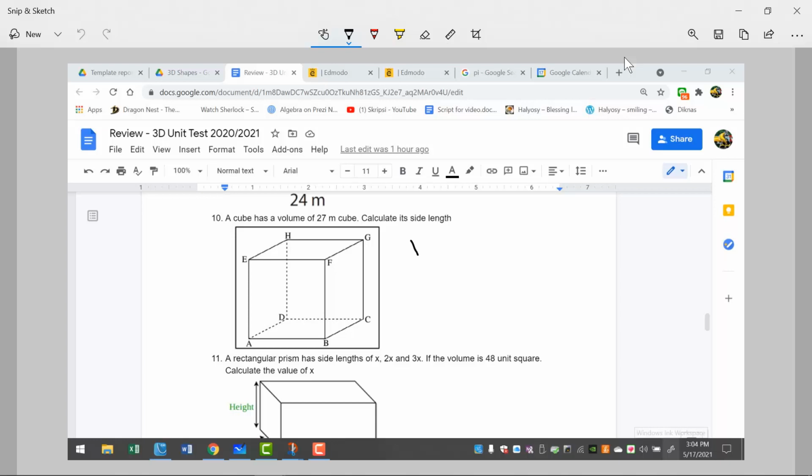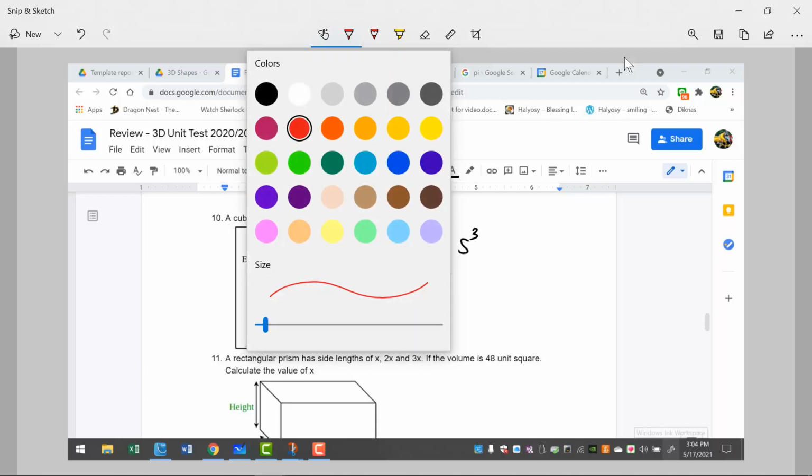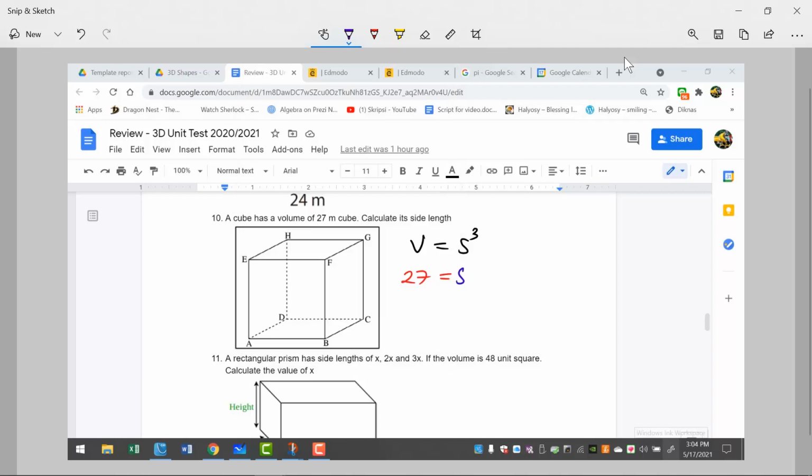So we know that the volume is equal to S to the power of 3, right? And we know the volume is 27. What we don't know here is the value of S, which is the side length. So S to the power of 3.